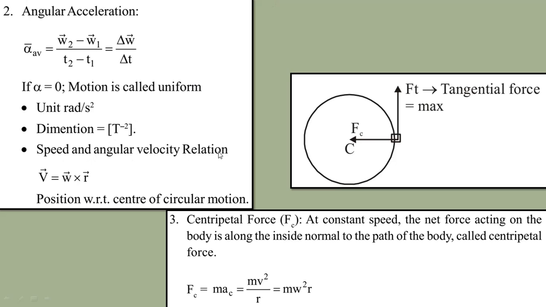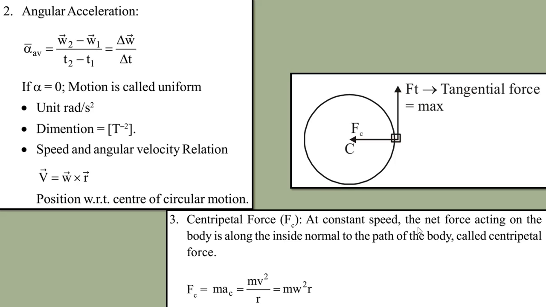Speed and angular velocity relation: v bar is equal to omega bar cross R bar, the position with respect to the center of circular motion. Centrifugal force Fc: at constant speed, the net force acting on the body is along the inside normal to the path of the body, called centripetal force. So Fc is equal to m a c.